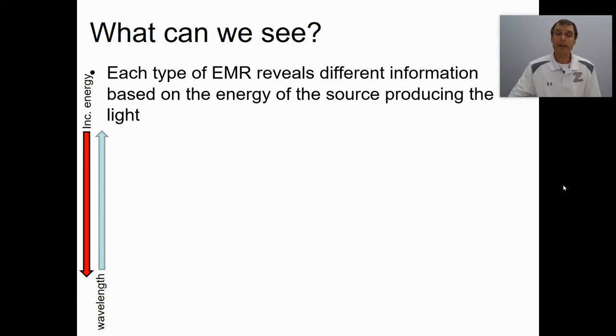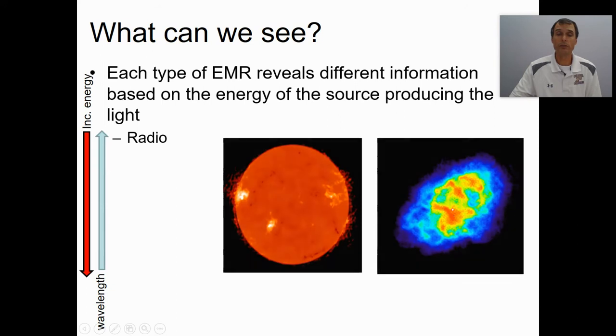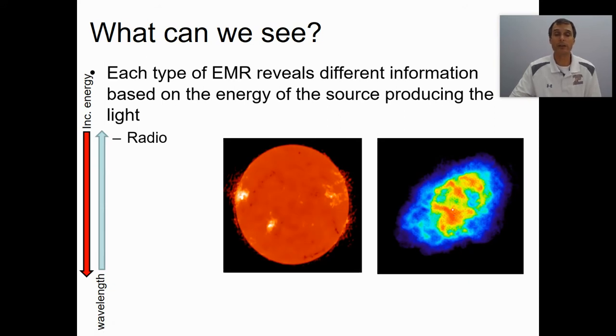And because of those different properties, wavelength and energy, that tells us different things about the source that we are looking at. We're going to take a look at 2 sources you're familiar with. The one on the left is the sun. The one on the right is a supernova remnant from when a really big star blew up, and this is what's left over.